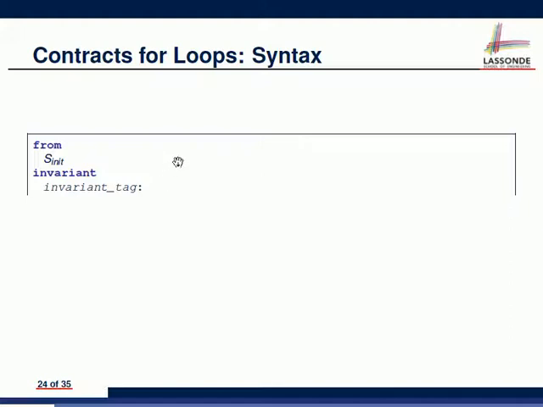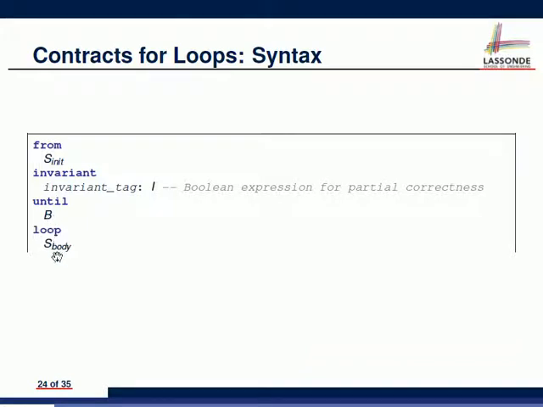Okay, and just like for postconditions and invariants, you can also put some tag over there. And then it's just a Boolean condition, I. I'll just call it I. And then we can say that until the exit condition is true, we're going to loop for as many times as possible, and each time we simply execute the body of the loop, S body.